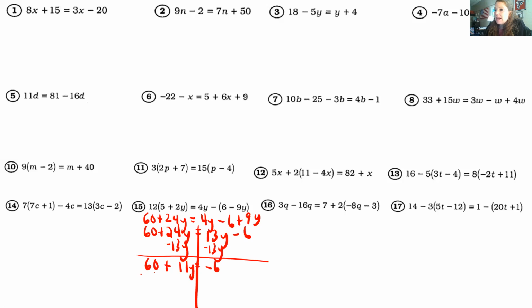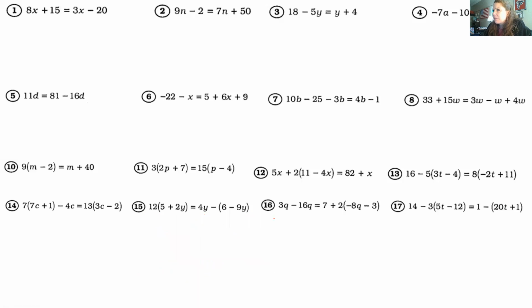So then I'm going to subtract 60 from both sides. So I have 11y is equal to negative 66. And then when I divide by 11, I get that y is equal to negative 6. That's my answer. Hopefully you got it right.